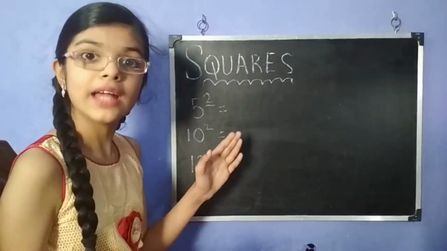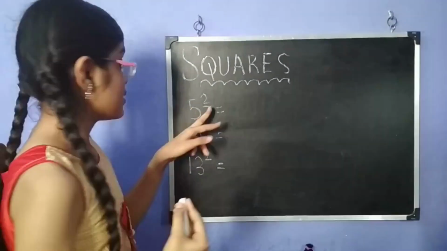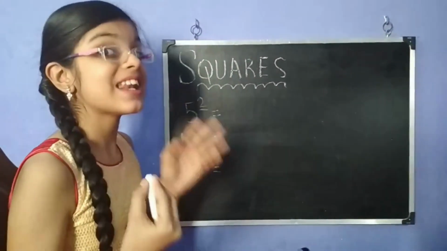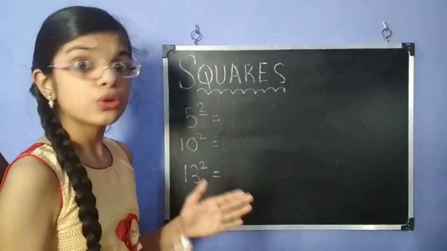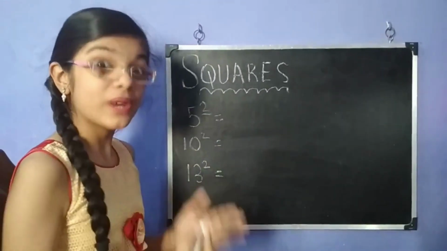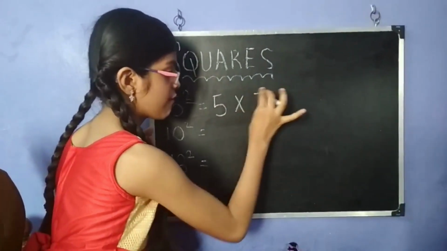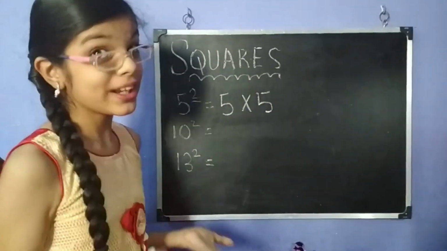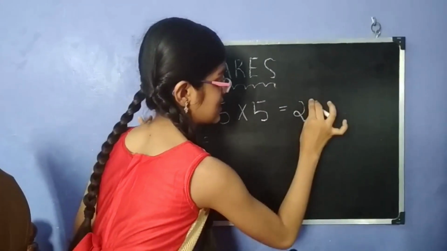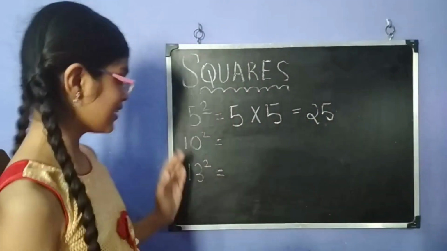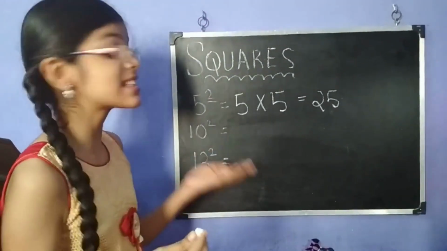5 squared. So what do we have to do? Well, remember, when we see this symbol, it means the number is multiplied by itself. So to find 5 squared, we need to multiply 5 times 5. And we know what 5 times 5 is. That's 25. Yippee!